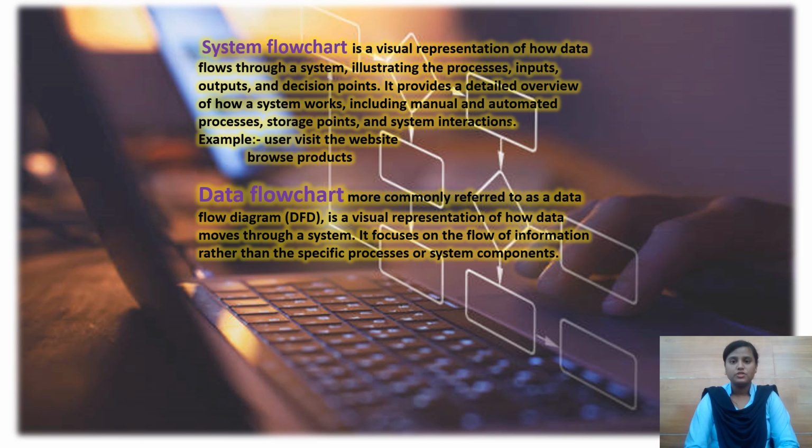The second type is system flowchart. It is a representation of how data flows through a system, illustrating the processes, inputs, outputs, and decision points, including manual and automated processes, storage points, and system interactions. For example, a user visits the website and browses the products.